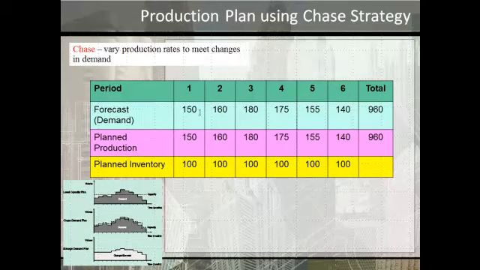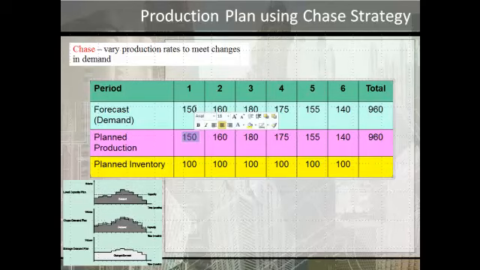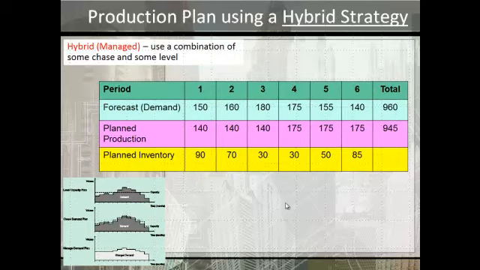In the second scenario, the chase one, again we've got demand as it was before. Our planned inventory is consistent at 100 units, but this time the production, the amount we're going to produce every month, will match the demand. So what that means, in the first month we need to employ enough people and machinery to produce or supply 150 garments. Then we're going to have to ramp up production for these months and then drop it down again. So a much more flexible approach. And the third one, a hybrid system.